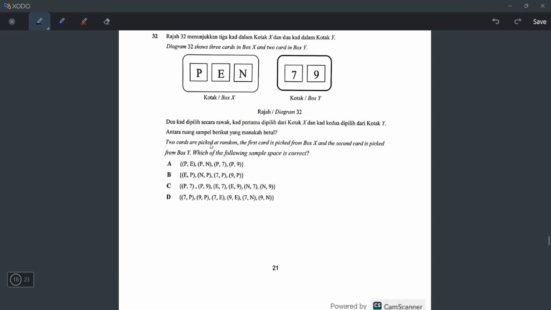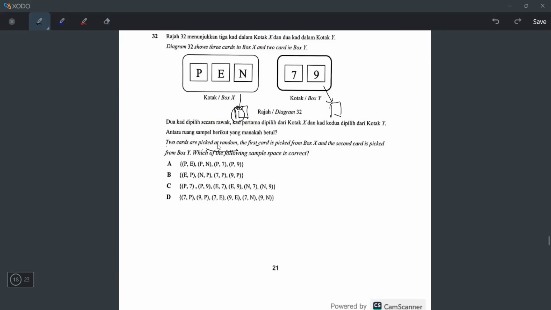Let's read first. Okay, 2 cards are picked at random. But read carefully. The first card is picked from box X. So I close my eyes. I take 1 card from here. Maybe I get P. Maybe I get E. Maybe I get N. I don't know. And the second card is picked from box Y. And then I pick 1 card from here, 1 card from here, and then I combine the result.